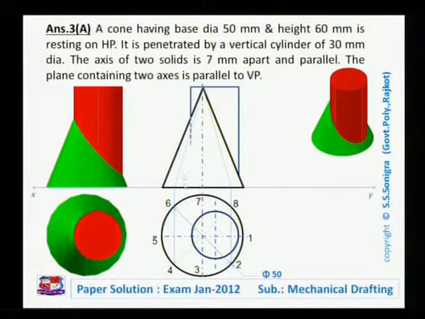Erase it, and instead of a full line, draw a dotted line like this. This dotted line represents the edge of this cylinder which is inside this cone. Similarly here, this edge will also not appear over here. So join this edge with a dotted line. So this dotted line represents this inner edge of the cylinder.